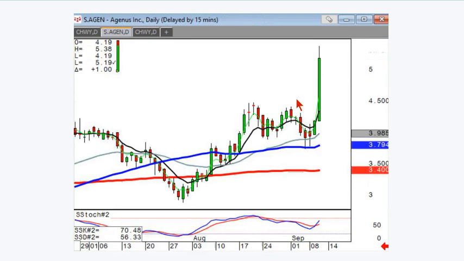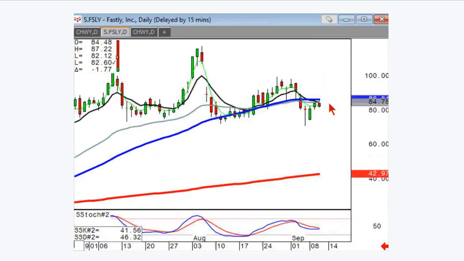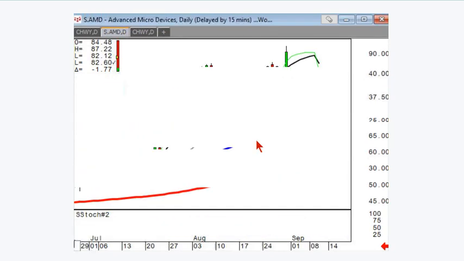AGEN, big breakout. Now you look for a 45 degree off of here. F-SLY has been kind of out of the picture for a while. Nothing there. I wouldn't be long or short. This is a sideways. Advanced Micro.